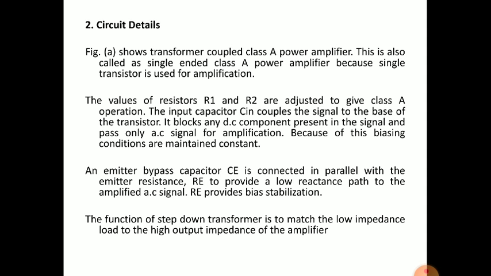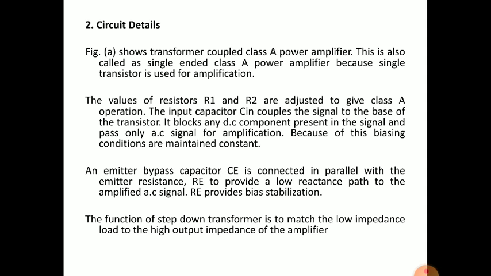The Cin blocks any DC component present in the signal and passes only the AC signal for amplification. Because of this, biasing conditions are maintained constant. We know this from the very first lesson of the subject. An emitter bypass capacitor CE is connected in parallel with the emitter resistance RE to provide a low reactance path to the amplified AC signal. RE provides bias stabilization. We know all these things. Now moving on to the next point.